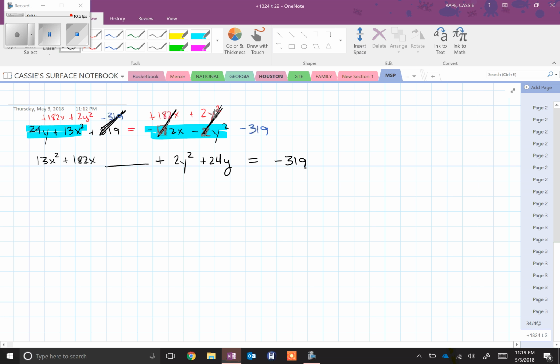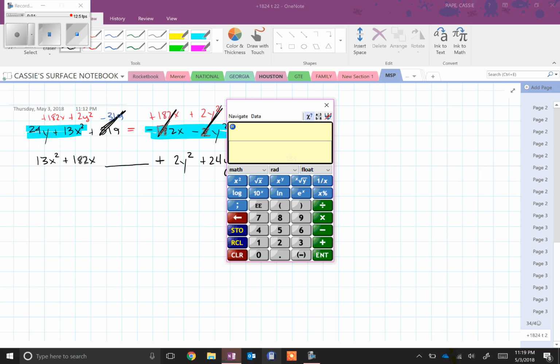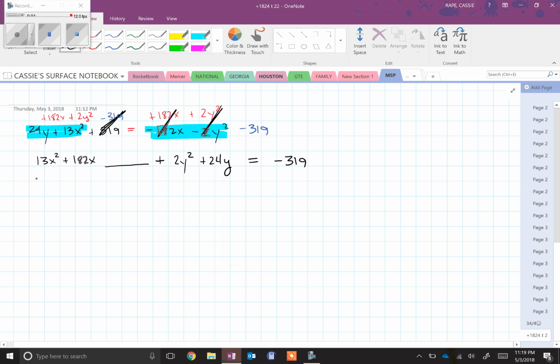Okay, what you're going to do first of all is factor out any leading coefficient that isn't 1 from x squared and from y squared. So I'm going to say 182 divided by 13. There we go, that's 14. So I'm going to factor this out right here and get 13 times x squared plus 14x.